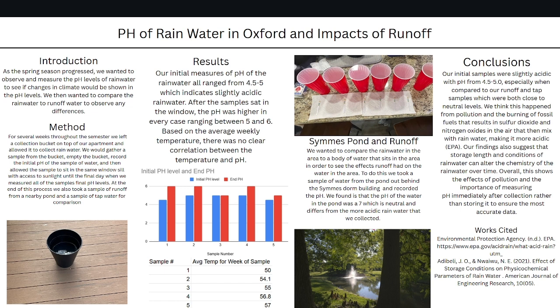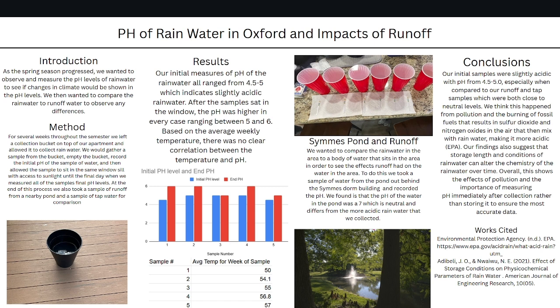So now I'm going to let Adam talk a little more about conclusions. So to wrap this up, our initial samples were slightly acidic with pH from 4.5 to 5, especially when compared to our runoff and tap water samples, which were both closer to a neutral water level of 7.